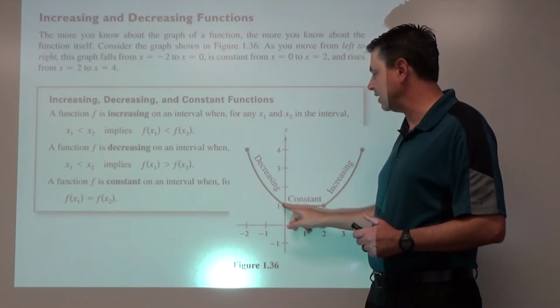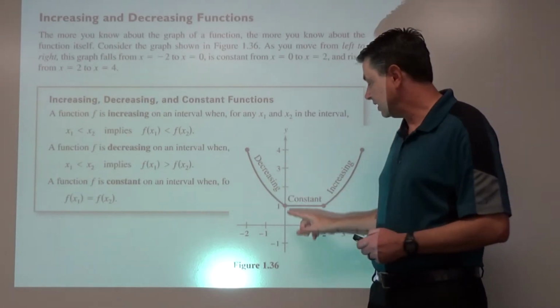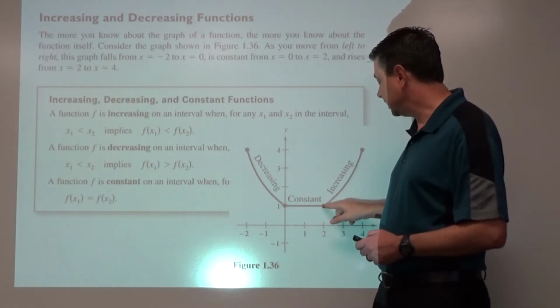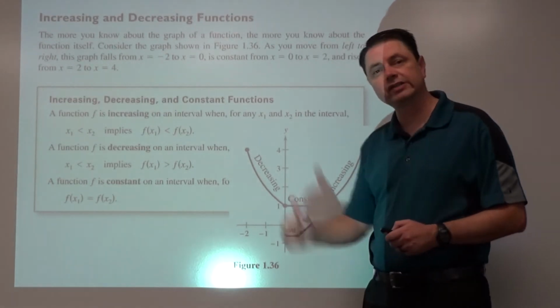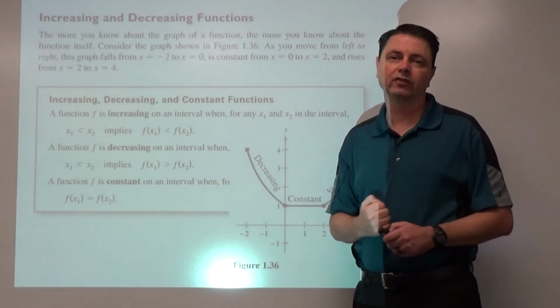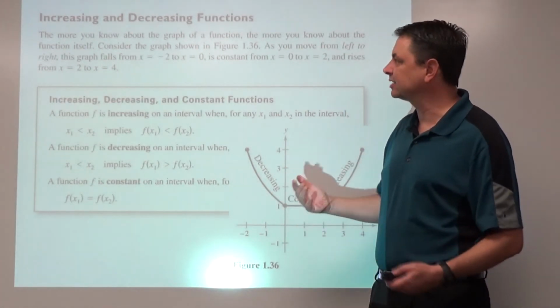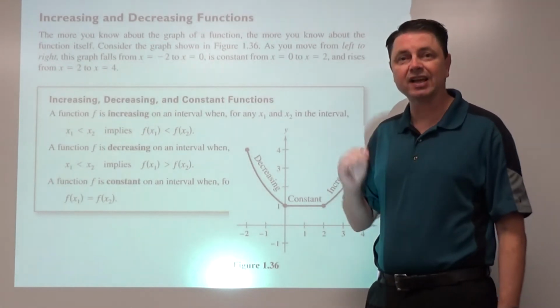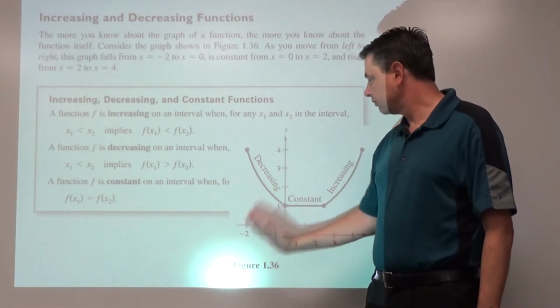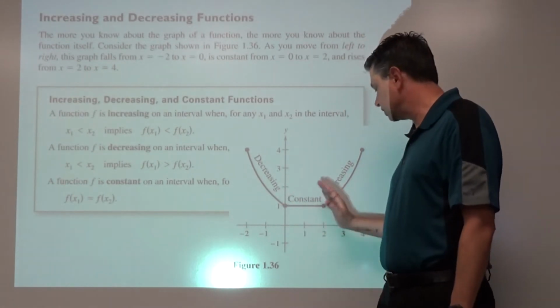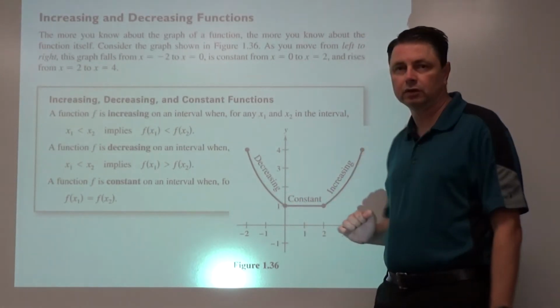If it's going down, we're saying it's decreasing. If it's flat or horizontal, it's constant. If it's going up, it's increasing. You have to be looking at it going from left to right. And when we answer, we're always going to answer in domain intervals, x coordinates only: from -2 to 0, from 0 to 2, from 2 to 4.